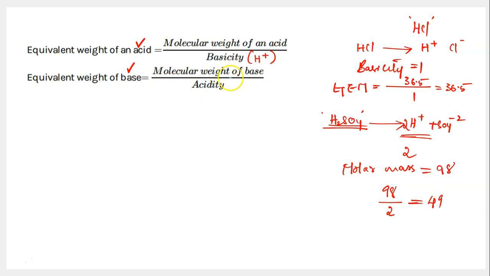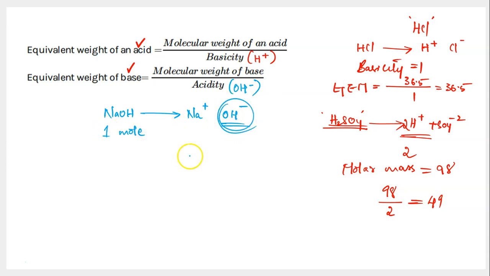But in the denominator, it is acidity. And what is meant by acidity? Acidity is nothing but the number of moles of OH⁻ ions produced per 1 mole of a base. Say I am talking about NaOH. On dissociating, 1 mole of NaOH will give Na⁺ and OH⁻, which means I have 1 mole of OH⁻. So acidity is equal to 1.